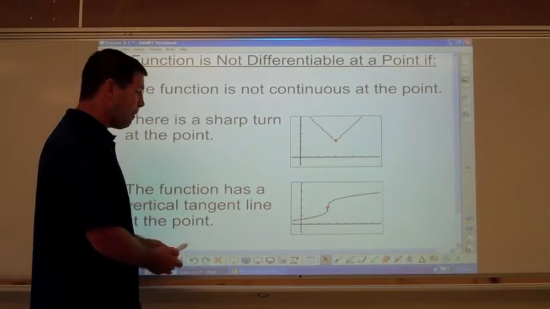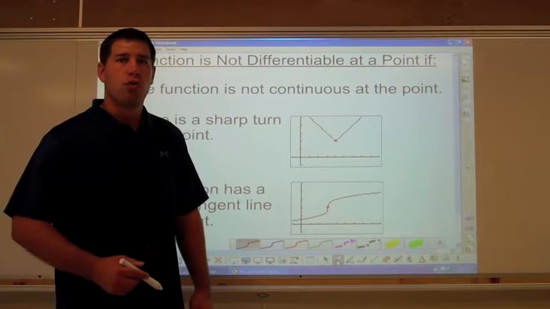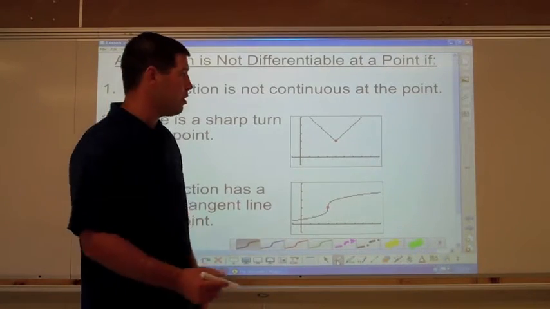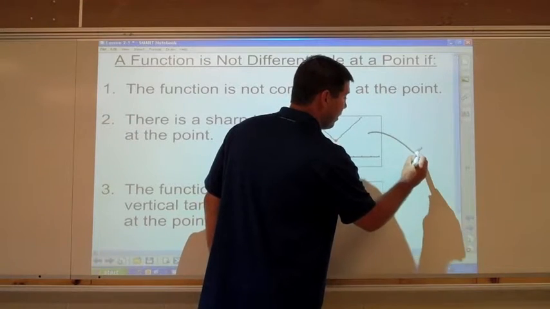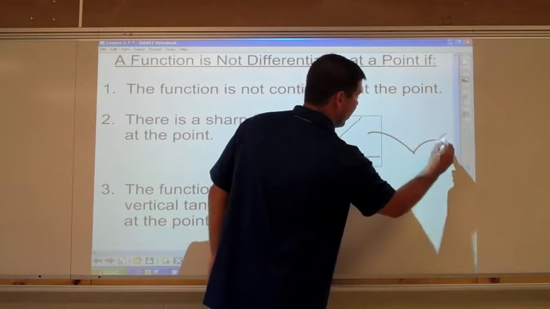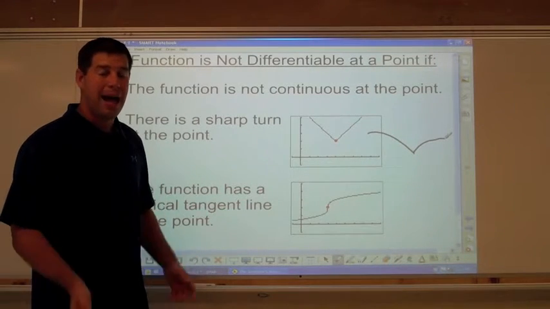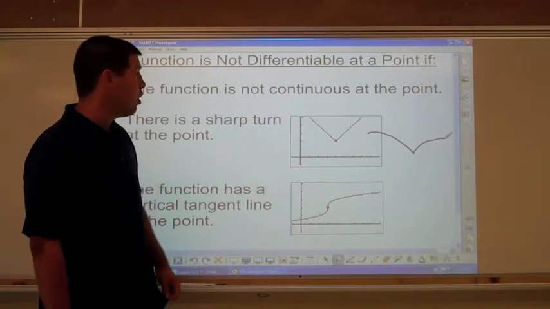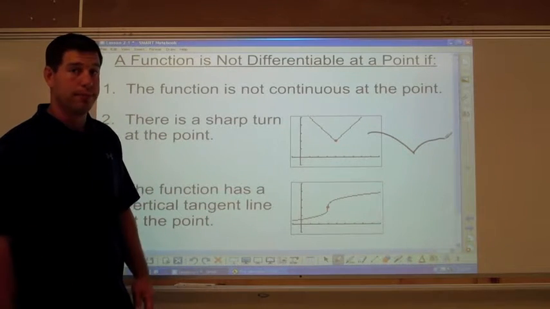This can also happen if you have certain root functions, certain radical functions, where you might have something where it's hooking in from this side and then coming to a point and hooking out from that side. Certain radical functions also look like that. Those are the most common types of functions where you have a derivative that fails to exist at a point because of the sharp turn.